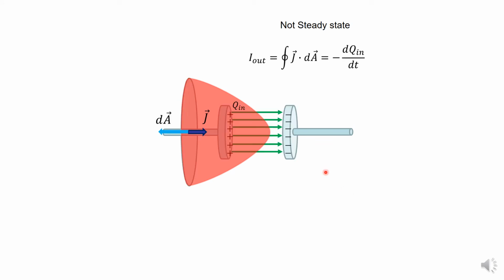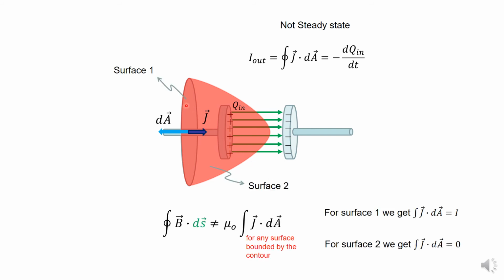But if you have a situation where you don't have steady state, like this one, where you have a capacitor, and the capacitor is charging, for instance, this is the plus plate, this is the minus plate. I take my contour to be this perimeter of the circle. I take surface number 1 to be the flat surface of the circle, and then I take the curved surface to be the second surface. Now, if you look at surface number 1, the current through it is current I. There's a current going through right here. But if you take surface number 2, there's no current going through that surface.